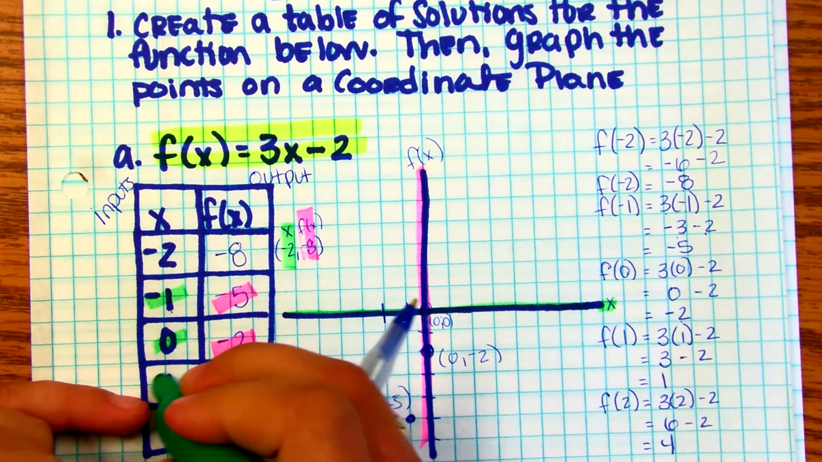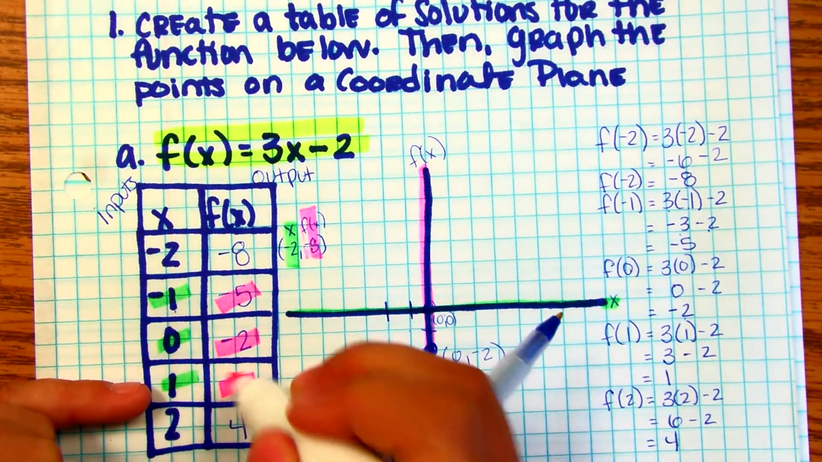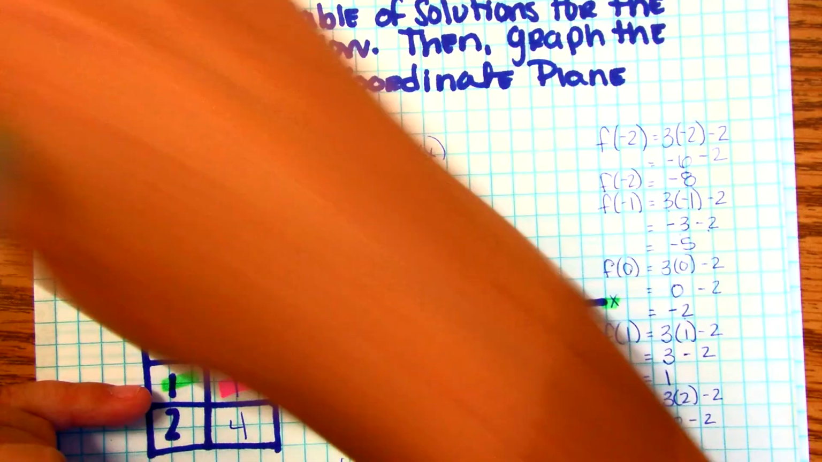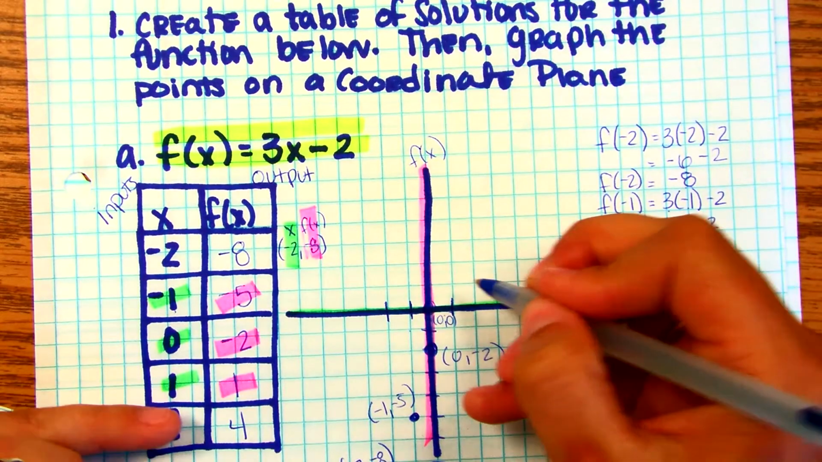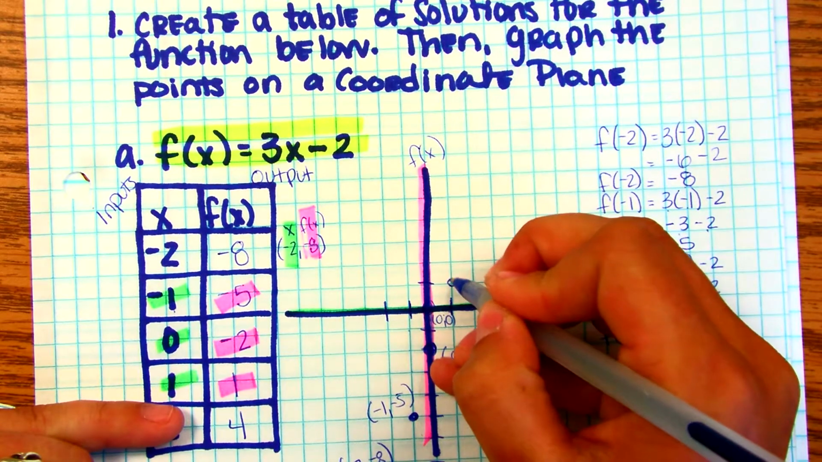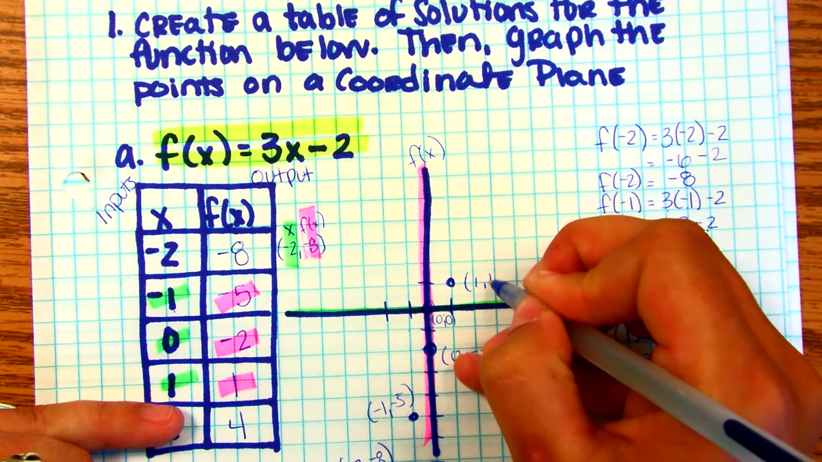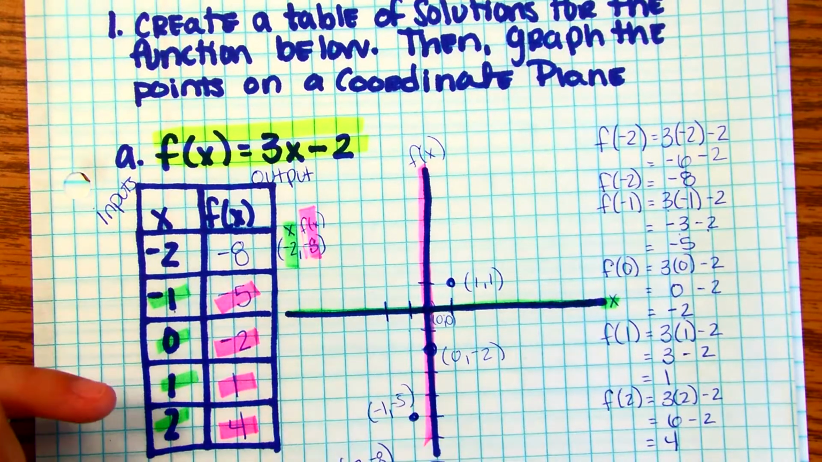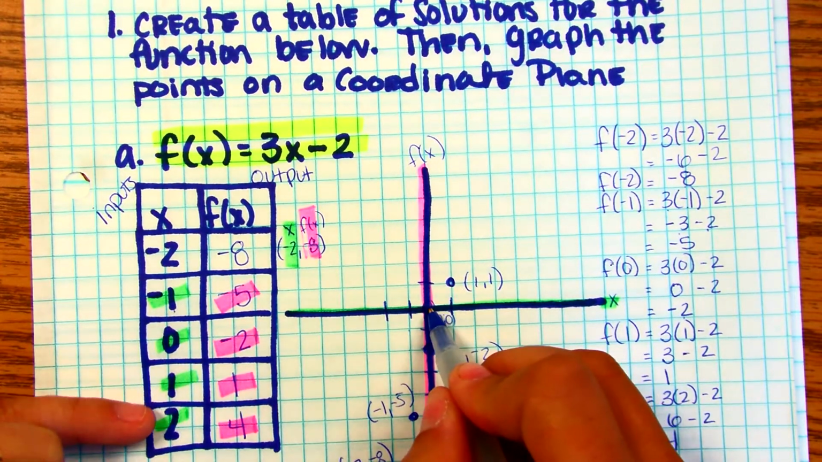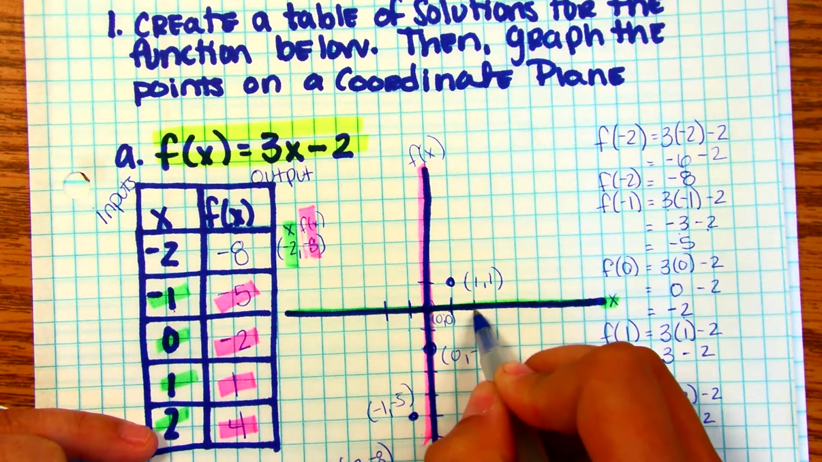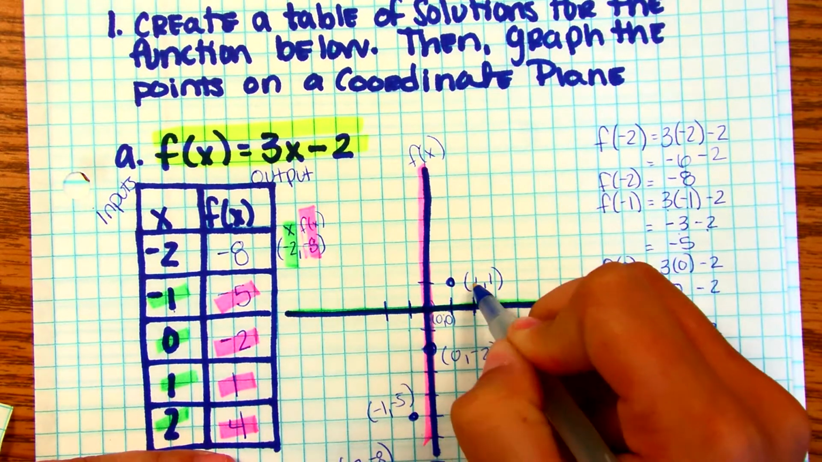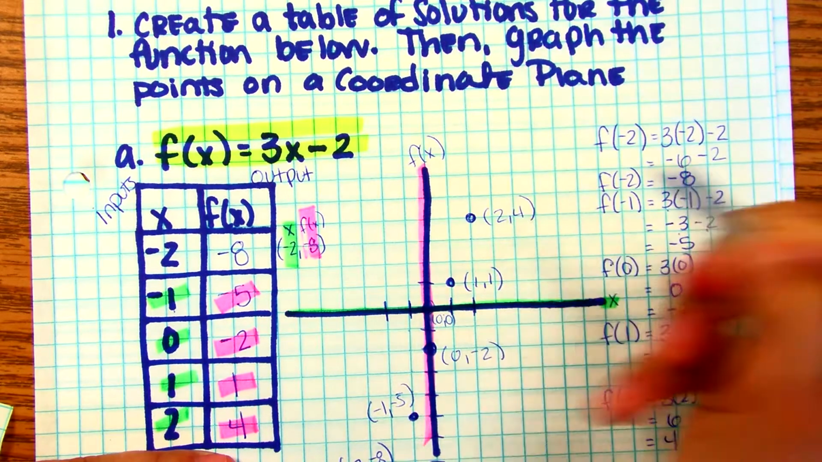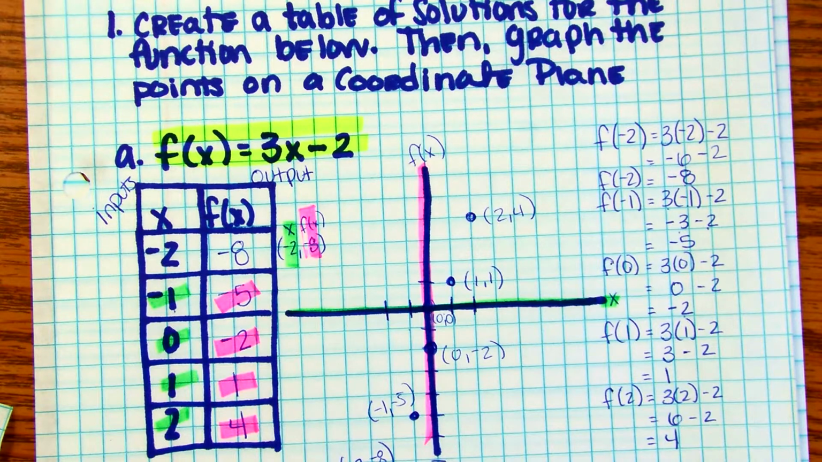Next one, 1 in the x direction, 1 in the f of x direction. So I'm going to go +1 in the x direction, +1 in the y direction, or f of x direction. And last but not least, 2 and 4. So I'll go 2 in the x direction, or green direction, 4 in the y direction. And I've graphed that one.